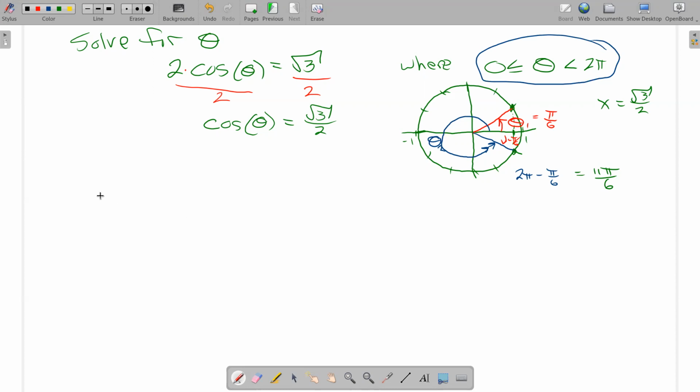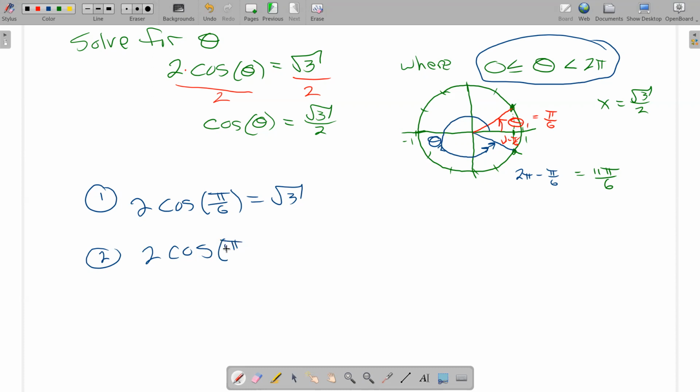So my claim is my original equation can be solved with two different angles from 0 to 2 pi. Solution number 1, 2 times the cosine of pi over 6 should equal the square root of 3. Solution number 2, 2 times the cosine of 11 pi over 6. Oops, 11 pi over 6 should also give me the square root of 3. Let's check those on the calculator, see if they work.